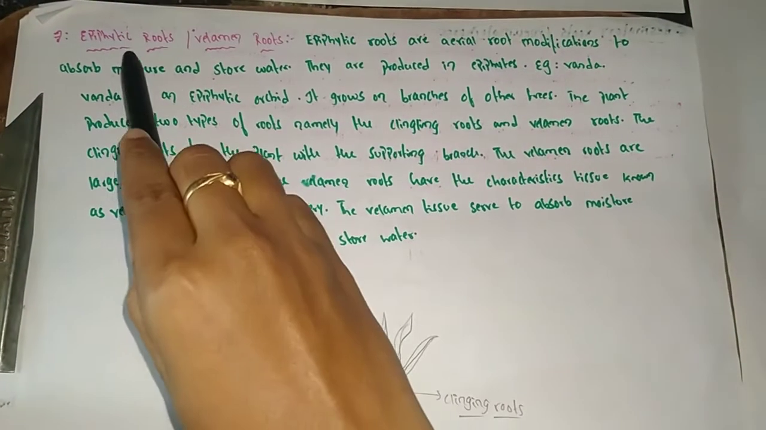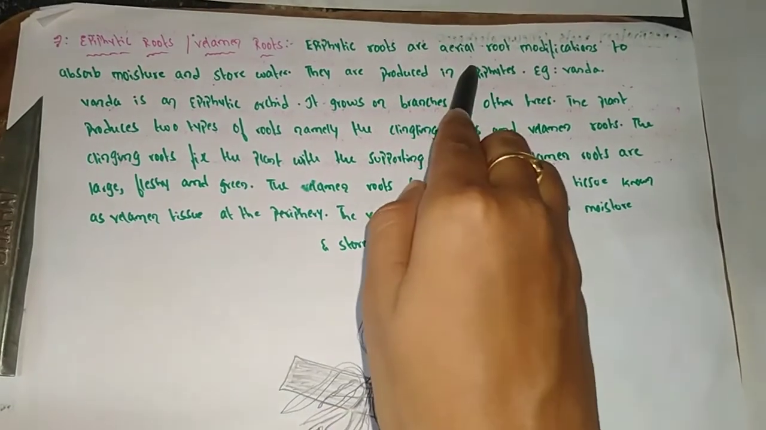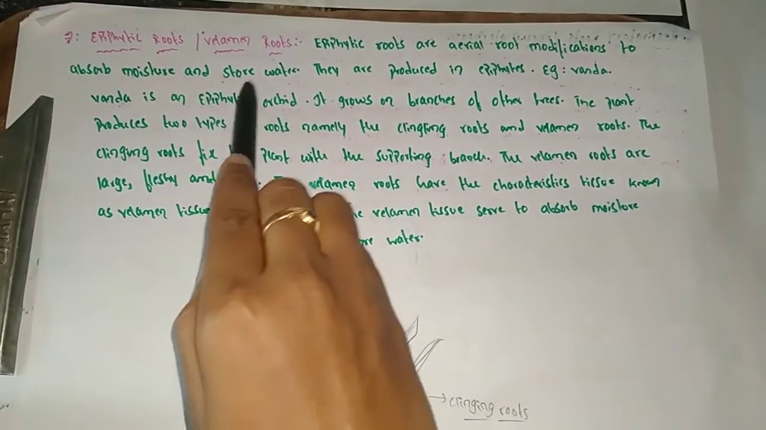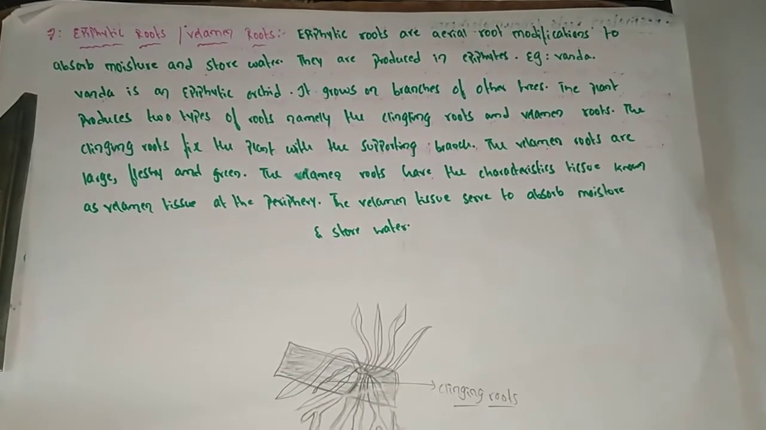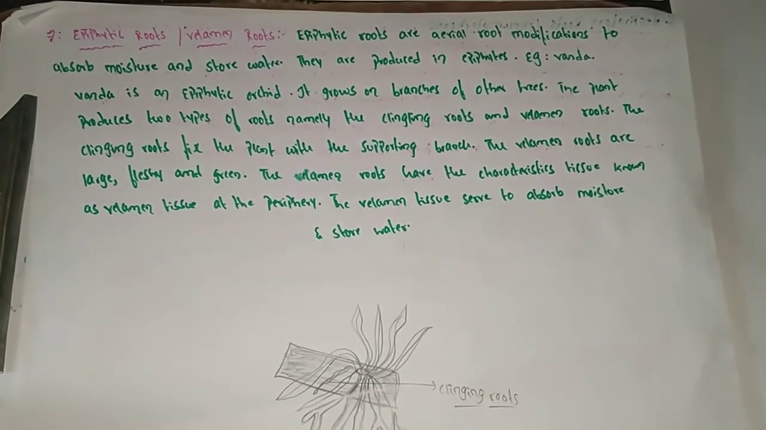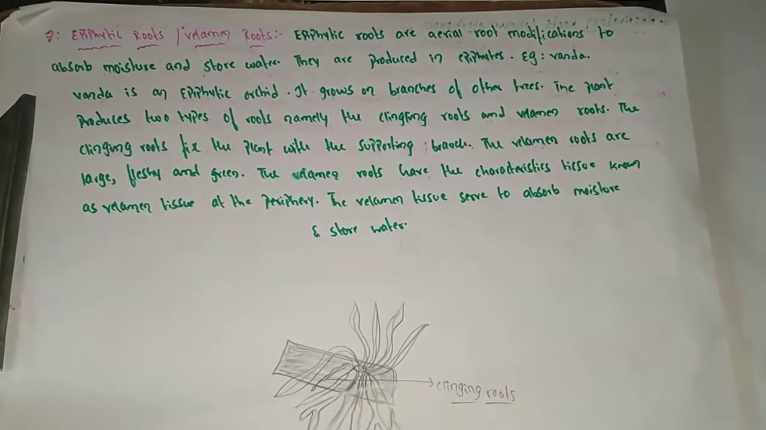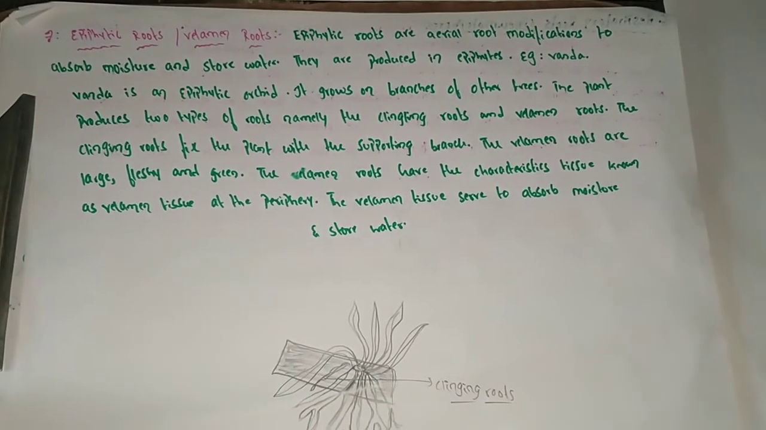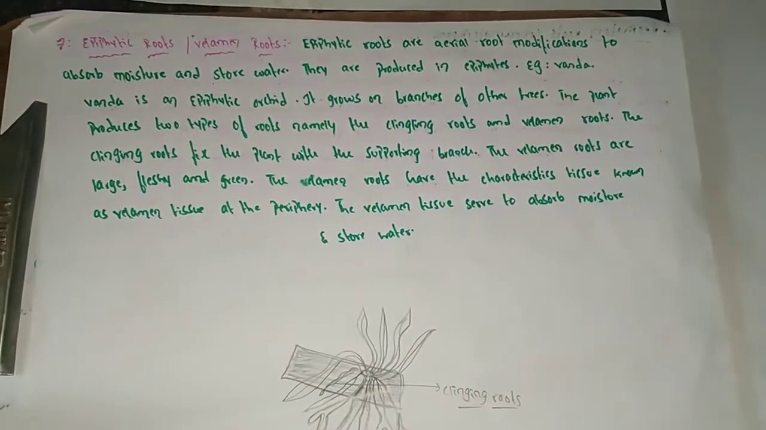Next, the seventh type is epiphytic roots or velamen roots. Epiphytic roots are aerial root modifications that absorb moisture and store water. They are produced in epiphytes. Epiphytes means organisms that grow on another branch of a plant. Example: Vanda, an epiphytic orchid. It grows on another branch of a tree.